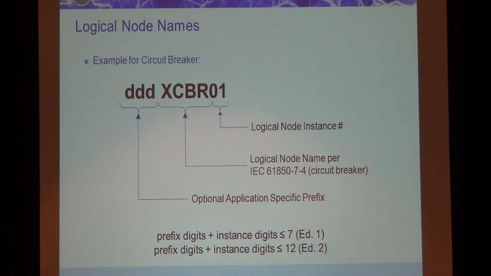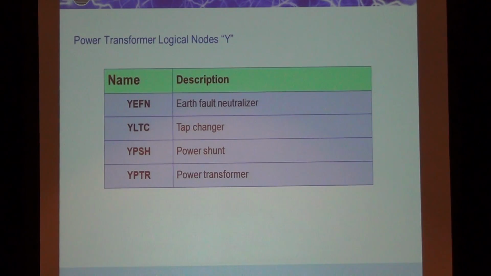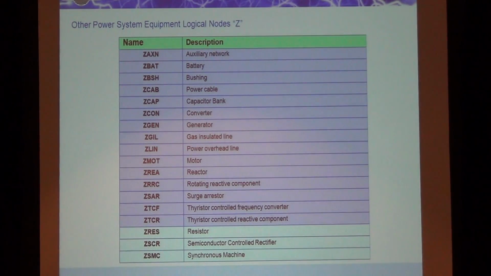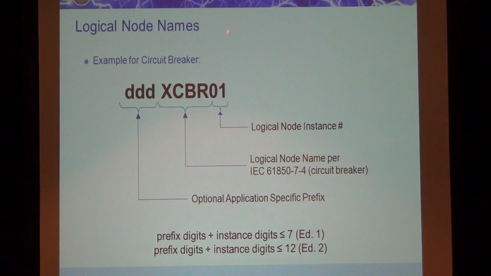The logical node names you'll see from these diagrams up here, we've got these 4-character names, and the way you construct the name in a device is you start with the 4-character designation. In this case, this is for a circuit breaker. XCBR is the 4-character designation for a circuit breaker. You can have one or more circuit breakers in a device, and you can have a prefix that's application specific. And later when we talk about SCL, we'll talk about how these prefixes get generated. But this is the name of the circuit breaker.